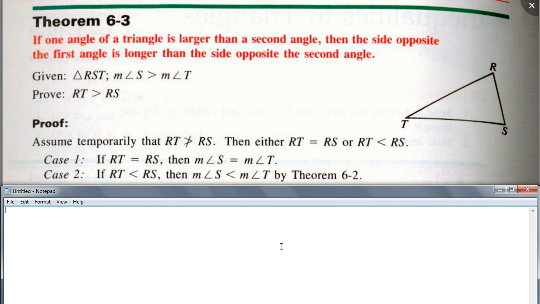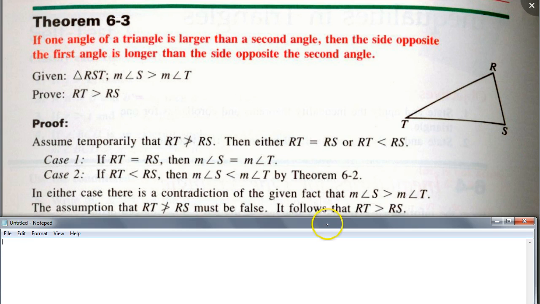So how are we going to say this? After this, we're going to say, therefore, the temporary assumption is false, and it follows that RT is greater than RS. There you go. Does that make sense? In either case, the contradiction is a contradiction to measure S greater than measure T. The assumption must be false. Therefore, RT is greater than RS.